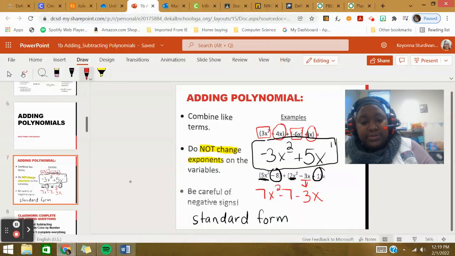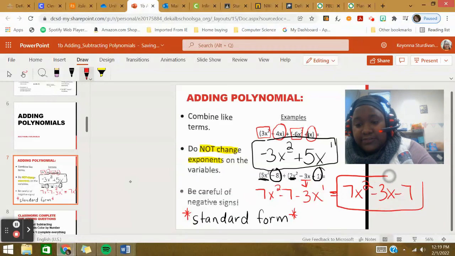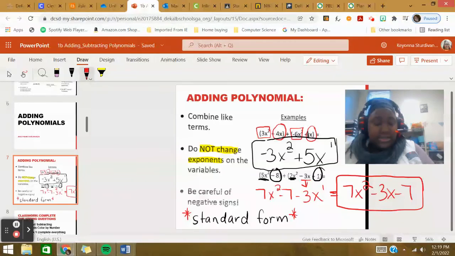Again, please remember that everything has to be written in standard form. And that's from highest to lowest exponent. In this case, my answer is not in standard form because I have the second power, the zero power, and the first power. So when I rewrite this, because I can't leave this answer this way, it has to be from highest to lowest exponent. So when I rewrite my solution, it's going to give me 7x squared minus 3x minus 7. Once it's in standard form, then you are finished. Okay, so that's pretty much it for the notes on adding polynomials.